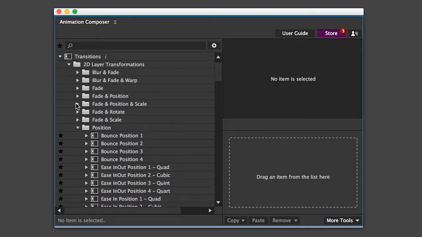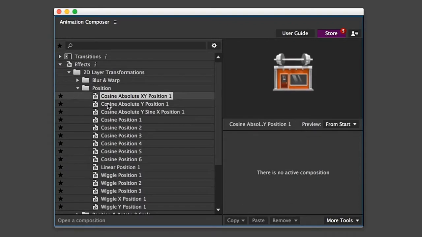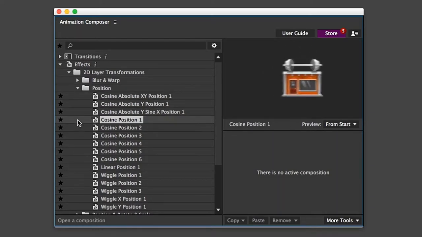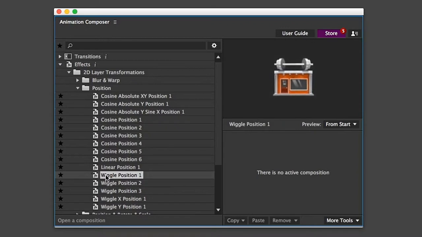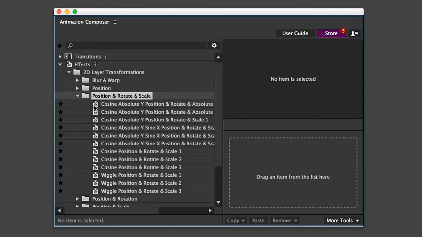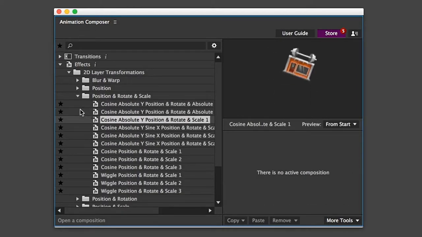Those were some of the transition presets. There are also effect presets. These animate the layer over time. For example, jumping, or a wiggle effect. And there are also some really funky ones that you can play with, like this one.